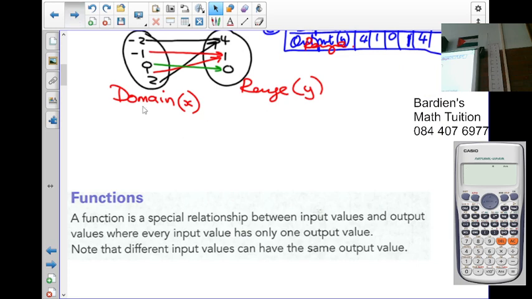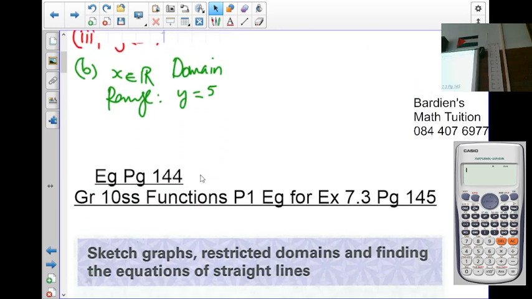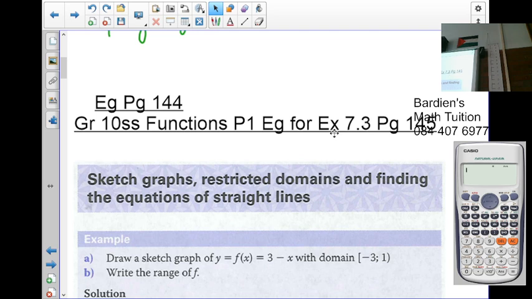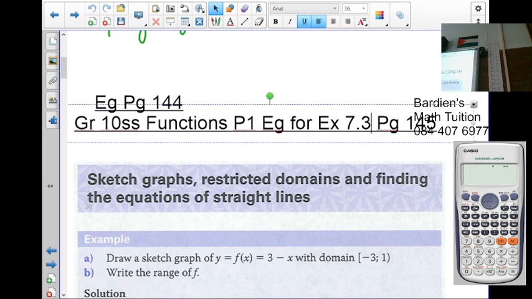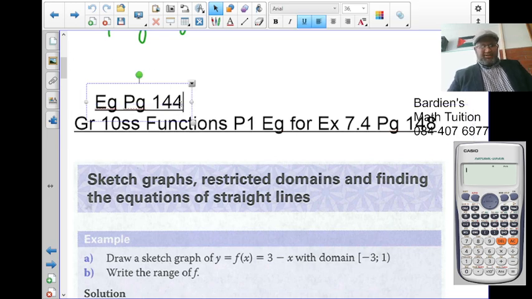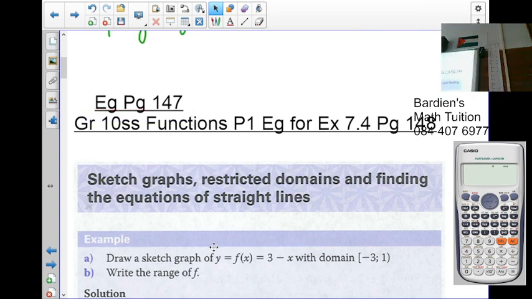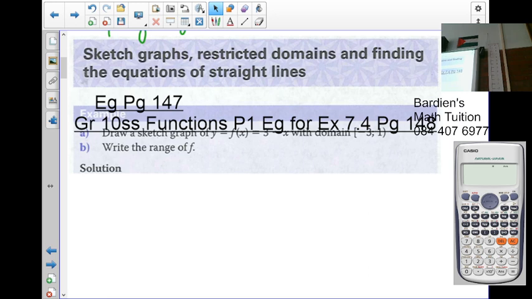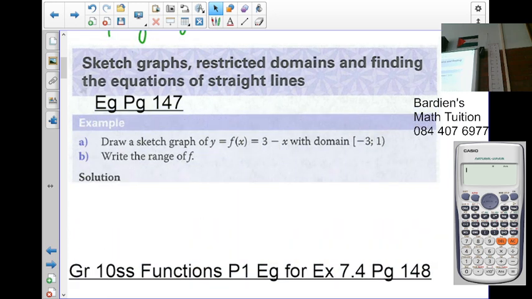These are on the next page. Exercise 7.4 is on page 148, and the example is on page 147. Today we're looking at sketch graphs, restricted domain, and finding the equation of the straight line.